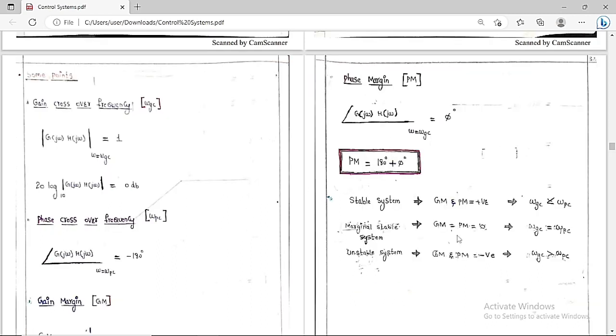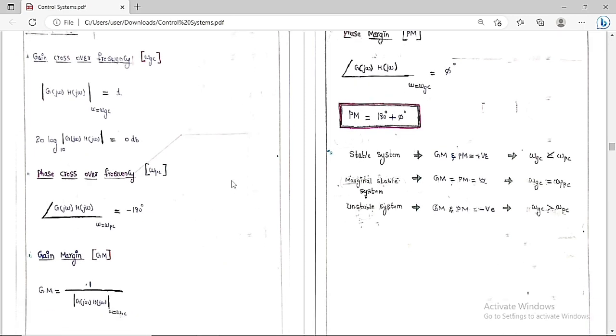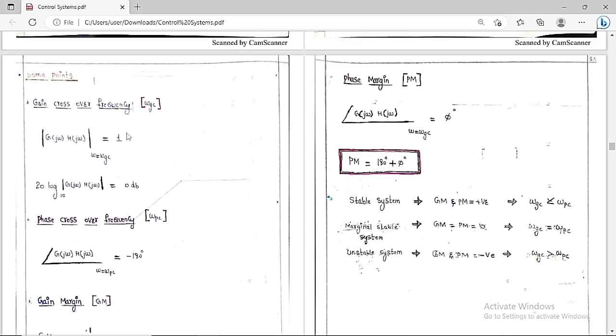Now we are going to discuss some more important points, which is the gain crossover frequency. The notation is omega_gc. This is a frequency at which the magnitude of the open loop transfer function is equal to 1. That is, the magnitude of G(s)H(s) at omega equal to omega_gc has a value equal to 1.